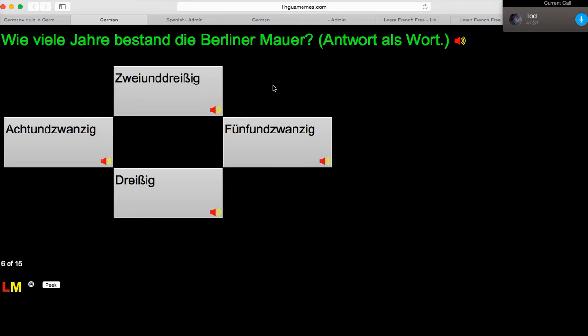Now, how many years did the Berlin Wall stand? Full disclosure, I'm terrible at maths. I know when it was around, but I can't actually do the maths in my head because I am a pure language person. I think it came down in 89. 89, it definitely came down, and 61, it was when it was erected. So that's got to be 28.